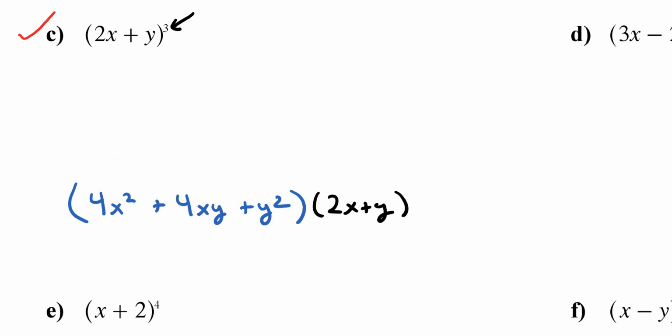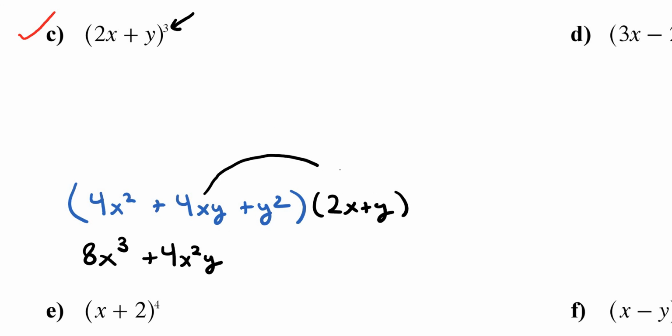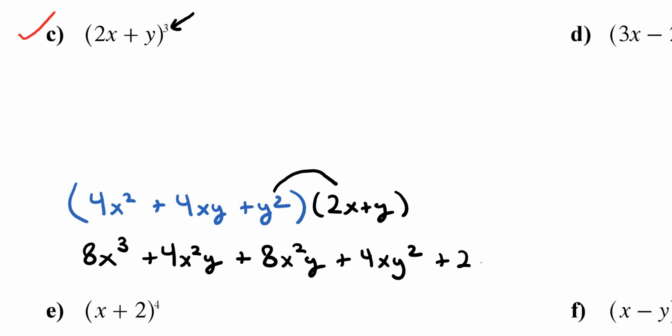Okay, and then finally, let's go ahead and do another FOIL step here. So 4x squared times 2x is going to be 8x to the power 3. And then 4x squared times y is going to be positive 4x squared y. And then I have a 4xy times a 2x, which will be positive 8x squared y. And then 4xy times y is positive 4xy squared. And then y squared times 2x is going to be positive 2xy squared, and y squared times y is going to be positive y cubed.